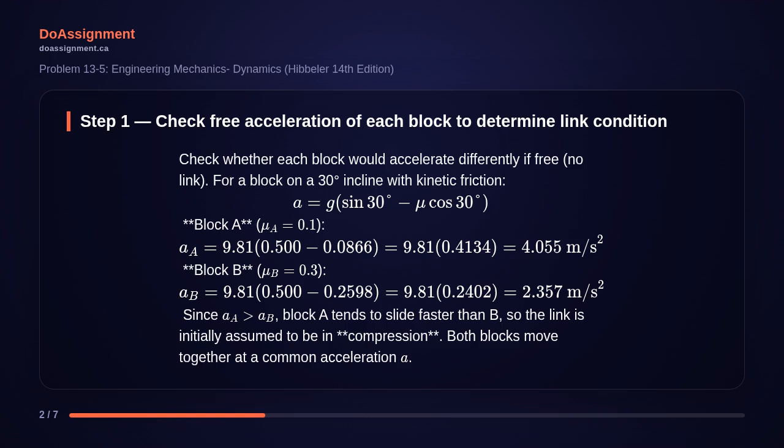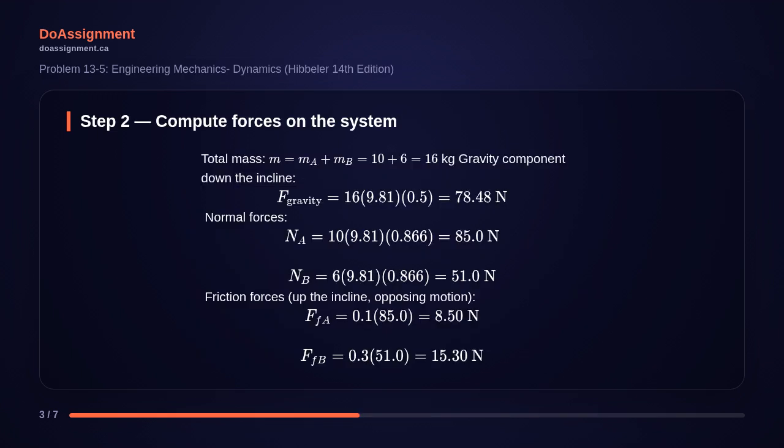Both blocks share a common acceleration. The total mass is 16 kilograms. The gravity component pulling both blocks down the slope is 78.48 newtons. We compute the normal forces separately, 85 newtons for block A and 51 newtons for block B. Multiplying by the respective friction coefficients gives friction forces of 8.5 newtons for block A and 15.3 newtons for block B, both acting up the slope opposing motion.